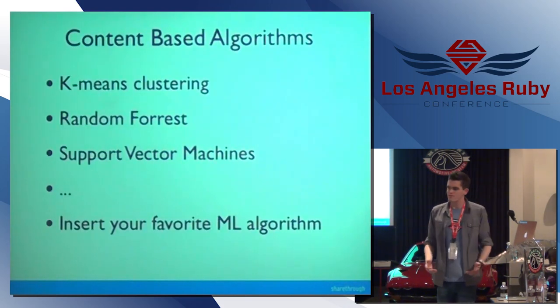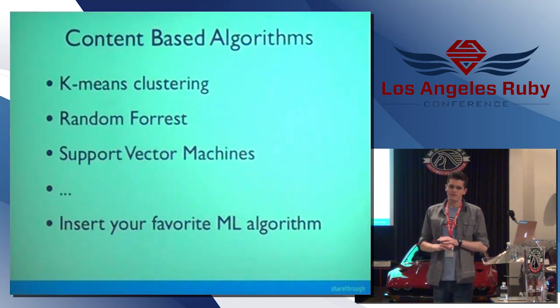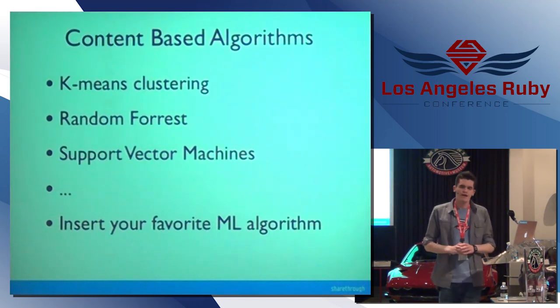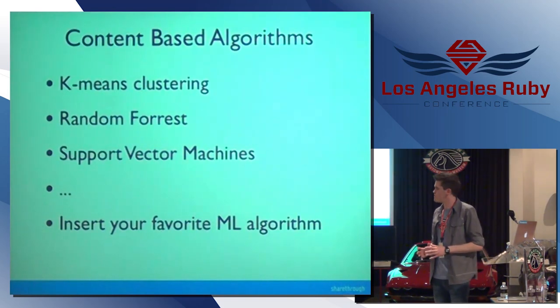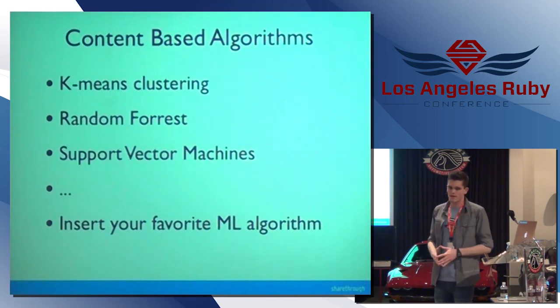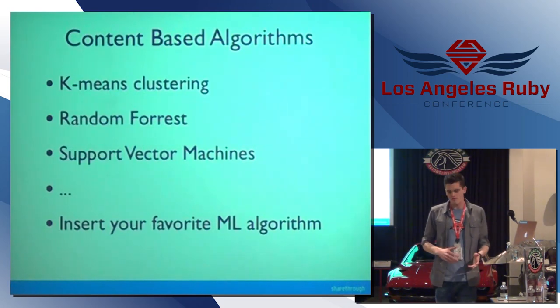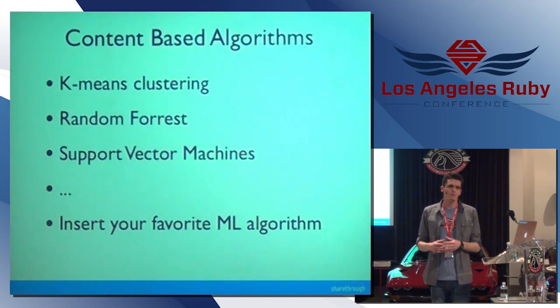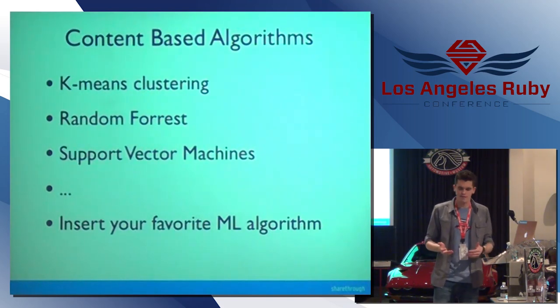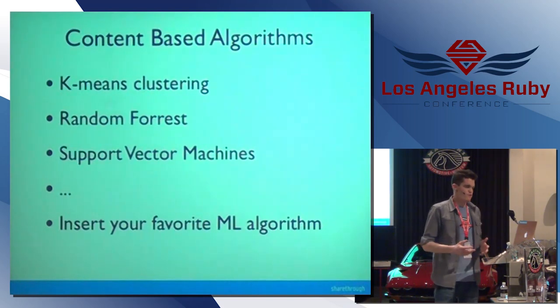And it turns out this is actually pretty easy. Tons of people have published tons of gems on how to do classification, and there's tons of algorithms you can choose from, right? I listed some of the most common ones there. We have k-means clustering, random forest, support vector machines. But you can pretty much insert your favorite machine learning algorithm for classification and just see how it works.